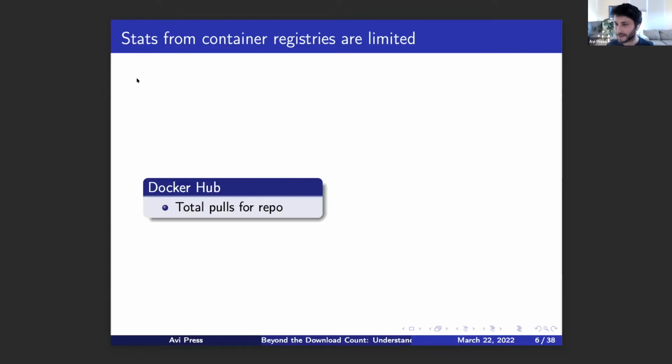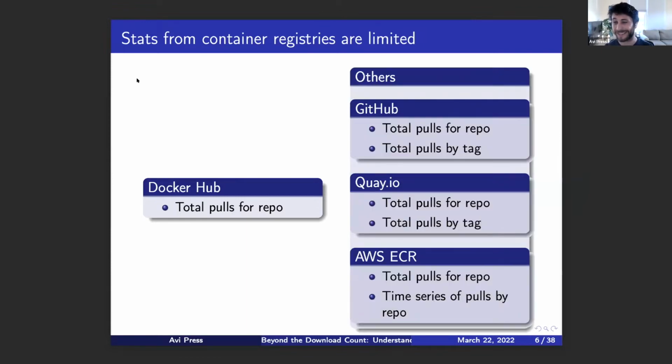The high level thing here, the state of the world today, is that the stats that you get from container registries are incredibly limited. Docker Hub is nice enough to give you the total number of times your container has ever been pulled, and that's it. Some of the other registries give you a little bit more. GitHub Container Registry will give you total pulls for the whole repo and also for each tag, which is very useful. But if you're looking at latest, what does that mean? Which latest did they pull? You don't really know. Quay.io gives a similar amount of data.